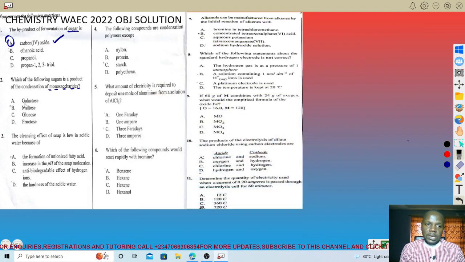Galactose is a monosaccharide. Maltose is a disaccharide. Glucose is a monosaccharide, and fructose is a monosaccharide. So like I said, condensation of two monosaccharides should be maltose. So this is maltose. That's the answer to this one.